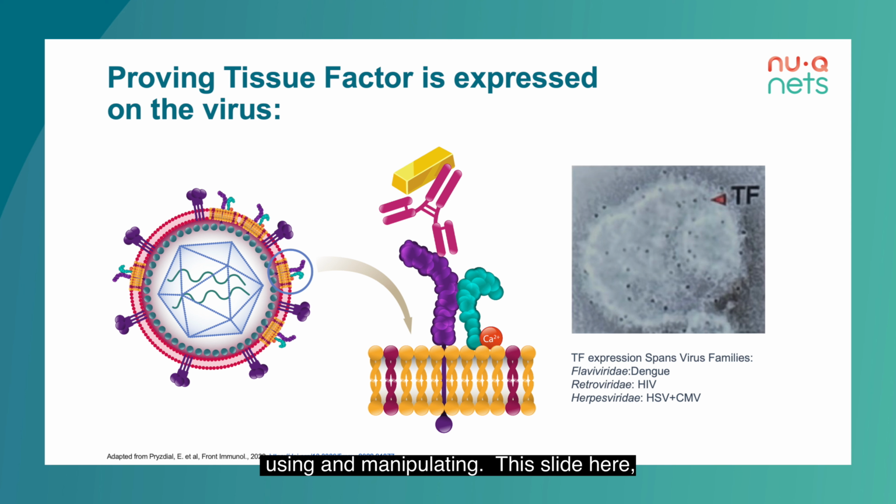This slide here, I love this slide. This gold bar is just a gold atom attached to the end of an antibody. This antibody is picking up tissue factor, and this electron micrograph here with the black dots on it is individual gold atoms being picked up by an electron micrograph. So you've got an envelope virus, and we're proving that it's expressing tissue factor on it.